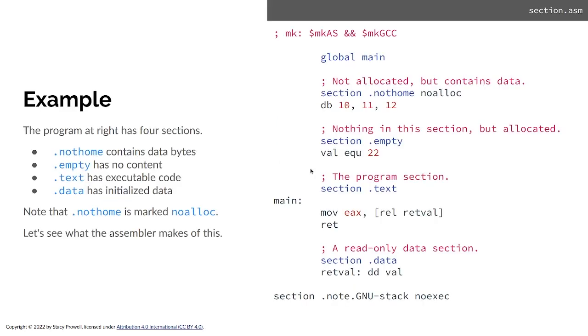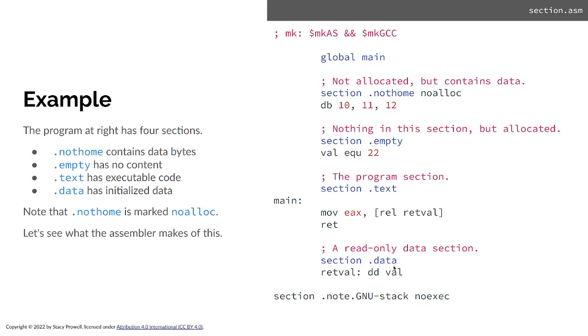Okay? We can take a look at all that with this little piece of code on the right-hand side. So we have some different sections defined here. We have nothome, which we say we want to not allocate, and it contains 3 data bytes. So we don't want to allocate that, even though it has data bytes in it. We'll see how that gets handled. Here's an empty section. We just define a value inside that section, but all we're doing is giving a number associated with this symbol. Here's our program section, section .text.